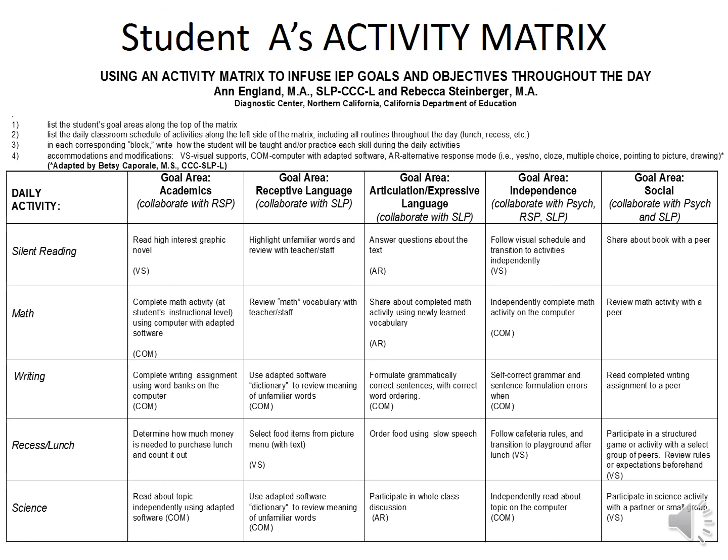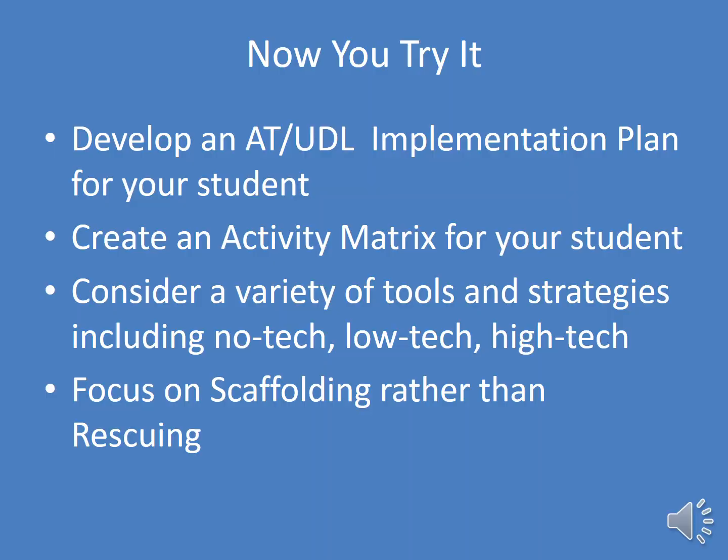So I'm not going to go over this whole thing. You can read it yourself, but I'm hoping that gives you an idea of what the activity matrix looks like and how it really helps support collaboration among team members, and at the same time really increases the support the student receives in the classroom with his peers. So he's really becoming a part of the classroom rather than pulled out for most of his day.